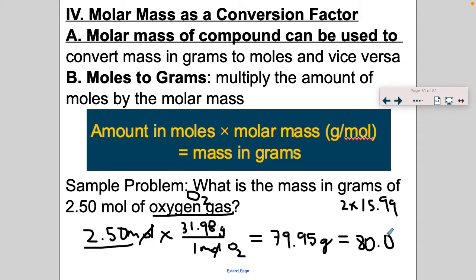So what would we say, like grams of O2? Grams is good enough for me. If you want to be specific, you could say grams of O2. It doesn't matter. But grams is good enough for me.